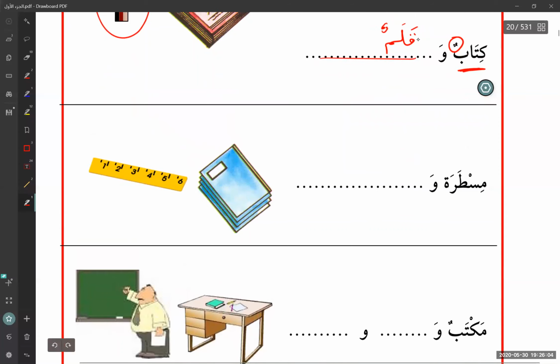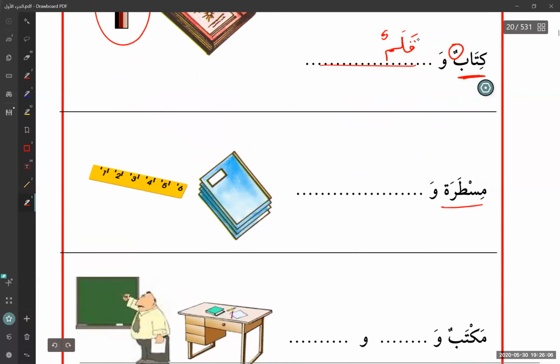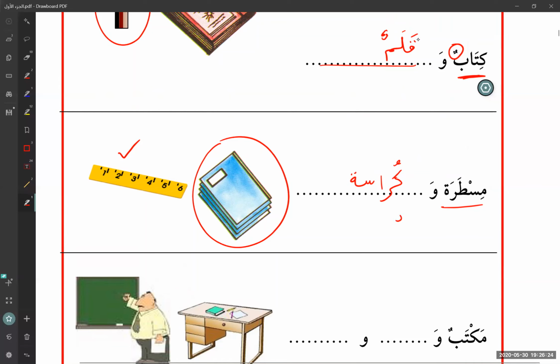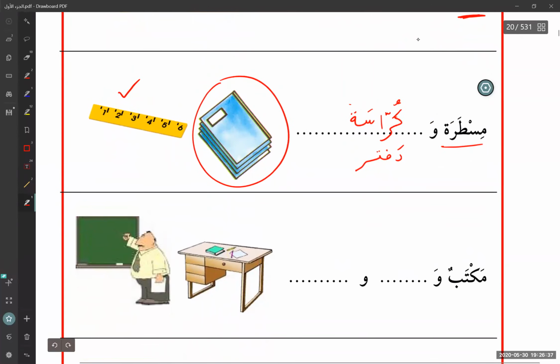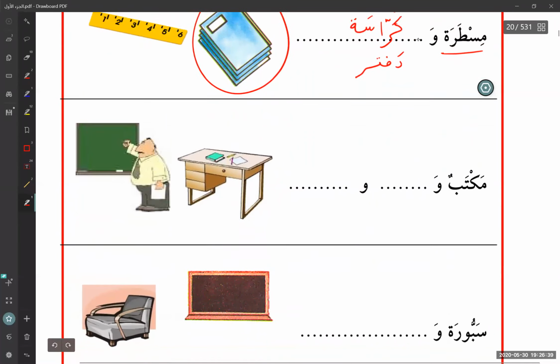In the second picture we have a mistara. Which one is mistara? This one is the mistara. So what's missing? Kurasa is missing. So you say kurasa. And if you want, you can also write the other word that I gave you, daftar. What is daftar? Daftar means notebook. So kurasatun or kurasa. Jayid.